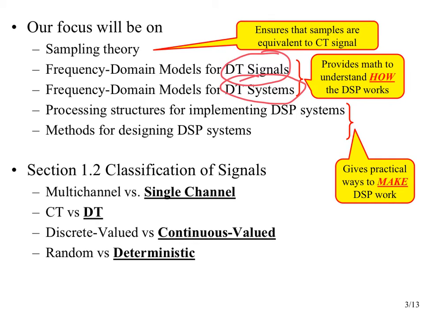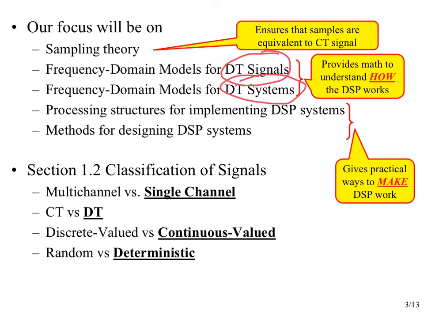And so these things provide us with the way of understanding how a DSP system should work. And then we'll talk about some processing structures for implementing DSP systems and some methods for designing DSP systems. Primarily we'll be talking about discrete time filters, how to design and implement a low pass filter, a high pass filter, and so on. So that's kind of where we're going in the whole class.